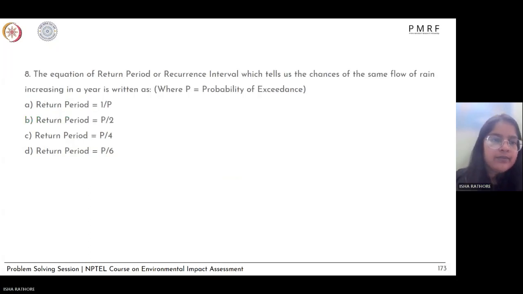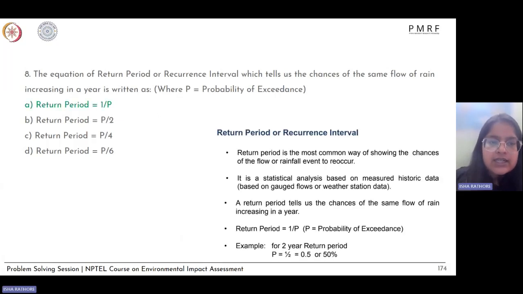Moving on. The equation of return period or the occurrence interval, which tells us the chances of the same flow of rain increasing in a year, is written as, where P is probability of exceedance. A, return period is 1 by P; B, return period is P by 2; C, return period is P by 4; and D, return period is P by 6. So the correct answer is A, that is return period is 1 by P, is the formula for determining the return period, or the equation used for calculating return period. So A is the correct answer.